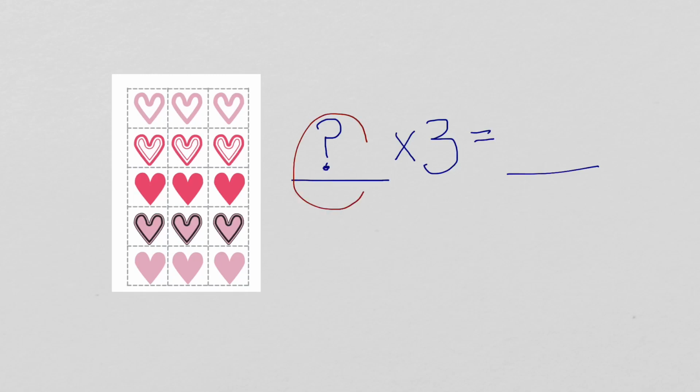Let's look here where the question mark is. I want you to think about what that represents. Say it out loud. Did you say rows? Great. So let's count how many rows we have. We have 1 row, 2 rows, 3 rows, 4 rows, 5 rows. We have 5 rows.